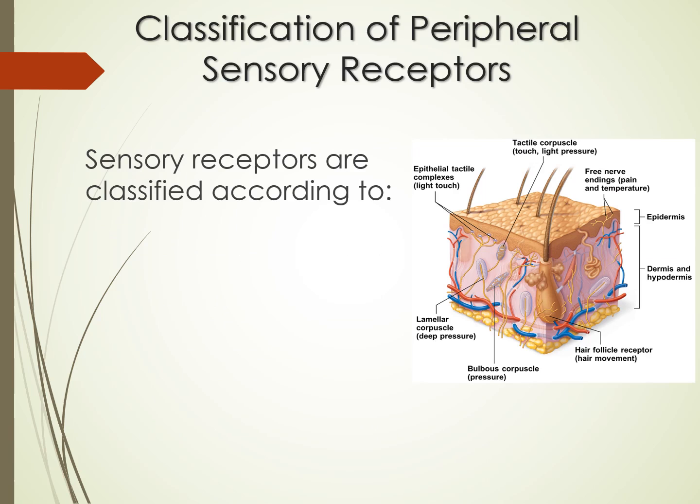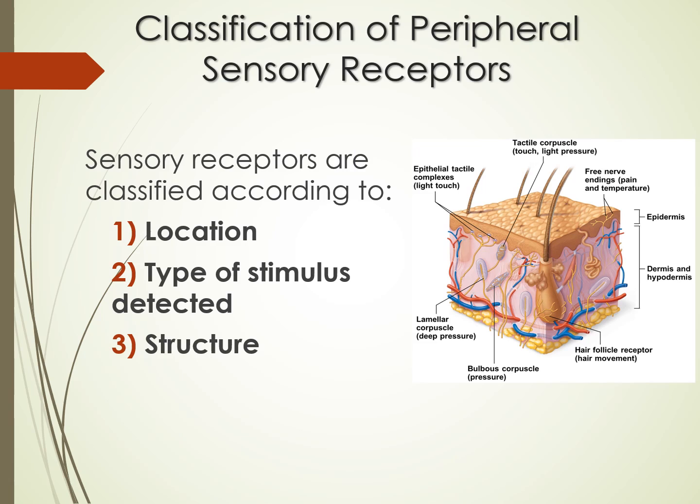Now let's talk a little bit about sensory receptors and how we classify them. We can classify them according to location: where are they in the body? What type of stimulus do they pick up on? Is it touch? Is it heat? Is it pain? All those different kinds. And then also, what kind of structure do they have? So we'll talk about these different classifications of sensory receptors.